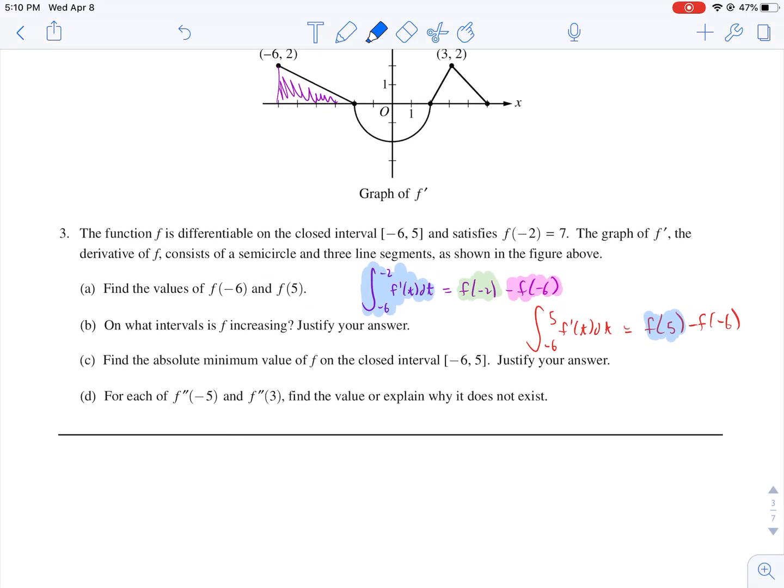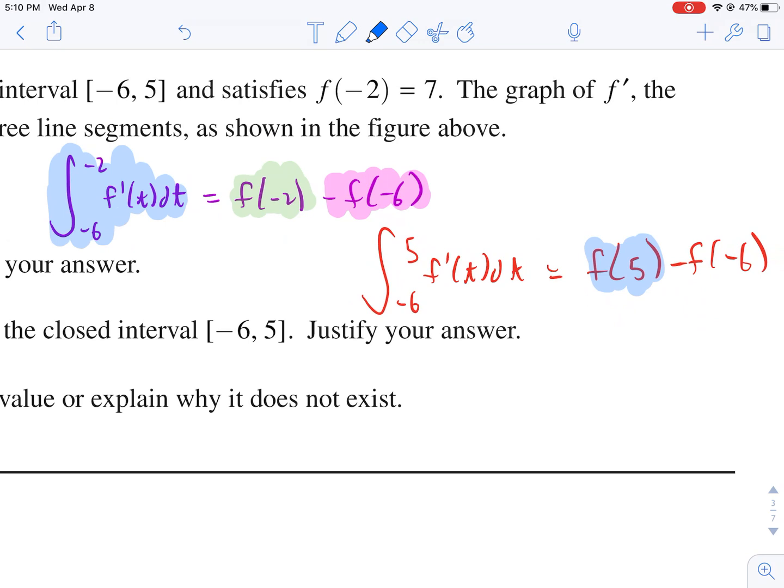Oh, sorry, you don't want to go negative 6. You want to go negative 2. Sorry about that. I'm going to go negative 2. So just change this to a negative 2 here. All right, and that's because we know what f of negative 2 is.